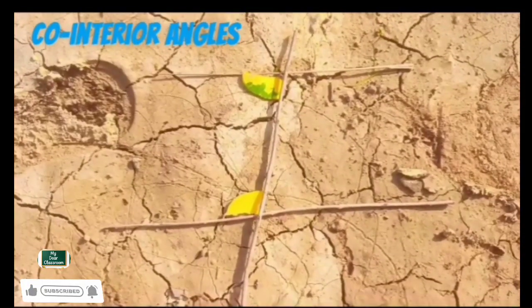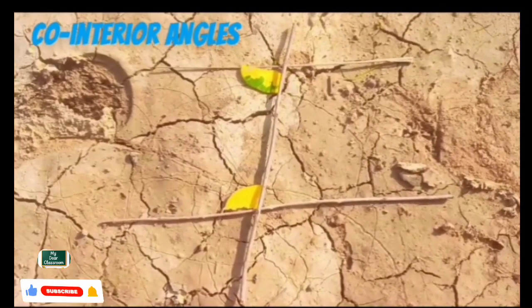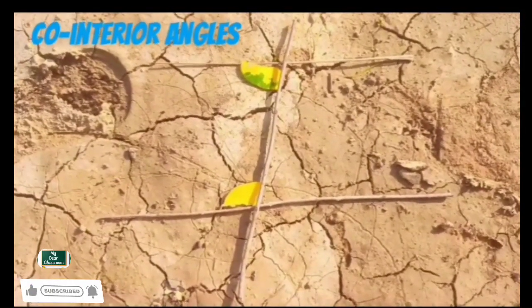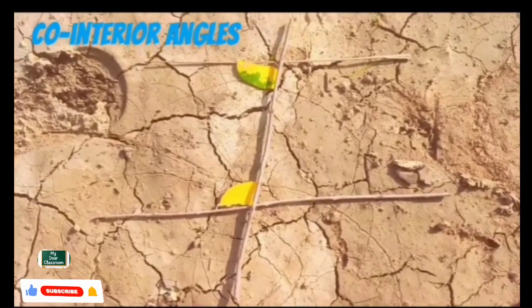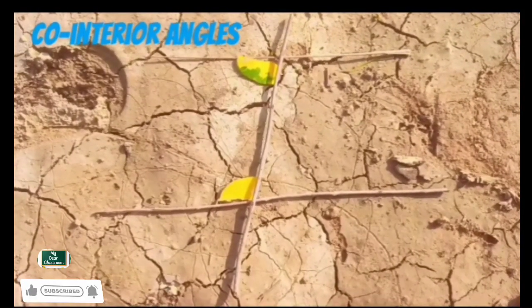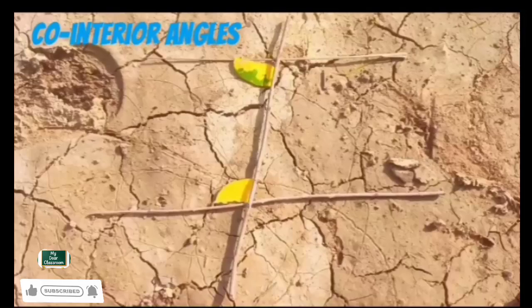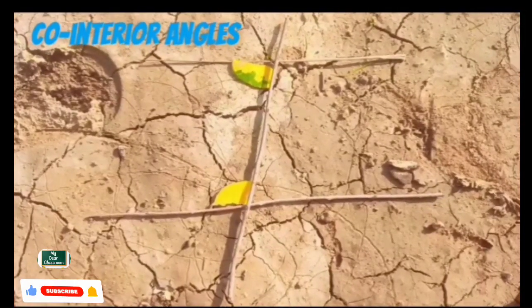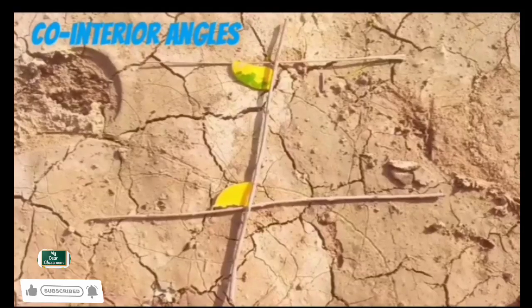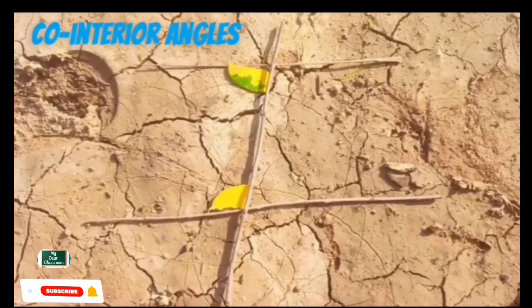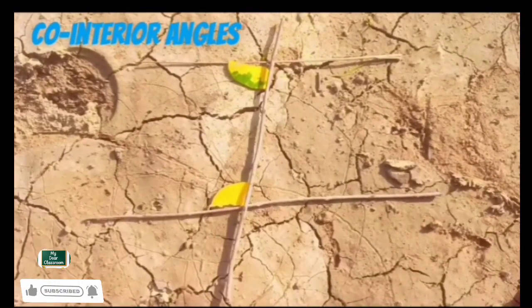Again we can see two more angles which are on the left side of the transversal, that is same side of the transversal, right, and these are interior, so these will be making supplementary angles, right? So the angles which are on the same side on the different vertices, interior, they will make supplementary angles. These are called co-interior angles.